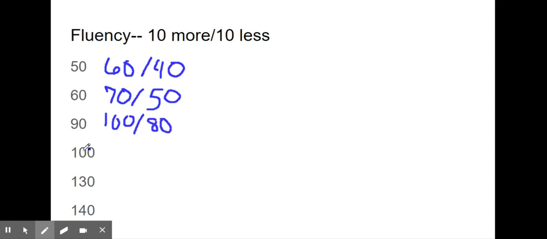Trying to be really quick. 10 more. I have 0 tens, right? So now I'm going to have a 10. Take away a 10. It's going to put me back at 90.